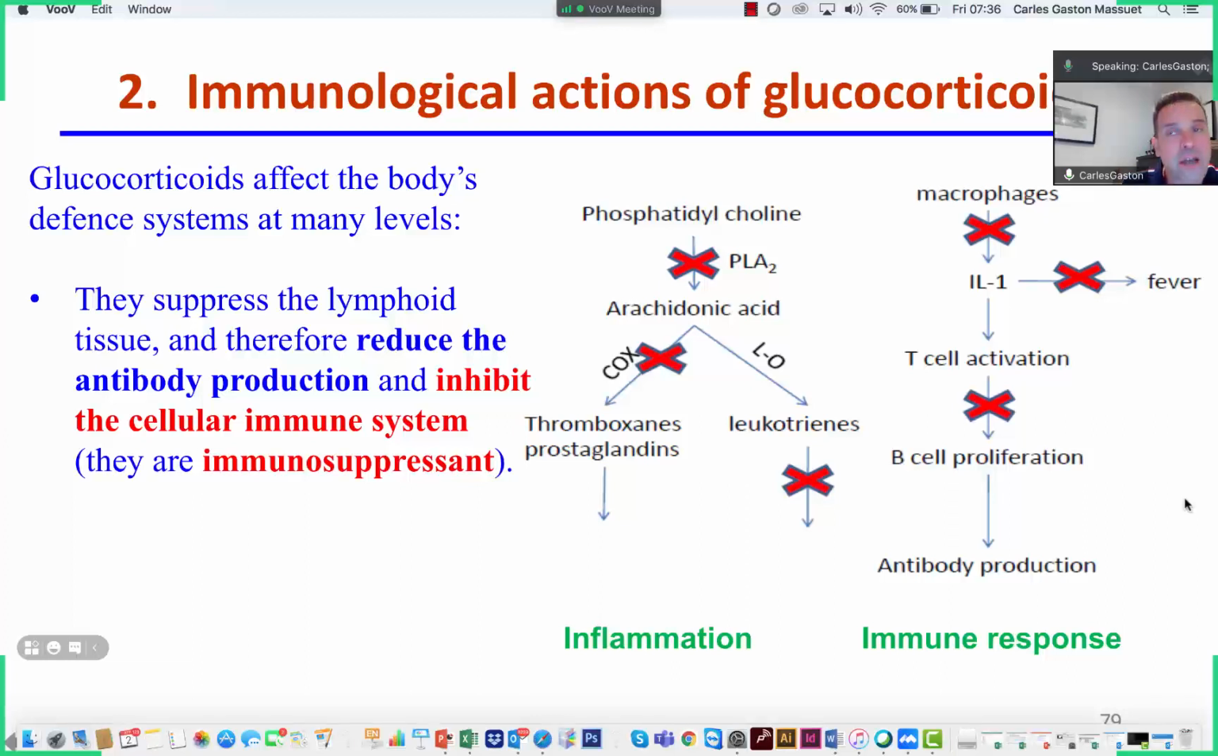And they secrete interleukins, okay? And it's through the production of interleukins like interleukin 1 and others that glucocorticoids stop macrophages from producing interleukins, and that obviously stops fever, and obviously they also stop T cell activation and B cell proliferation and antibody production. So they work to suppress the immune response. Okay.